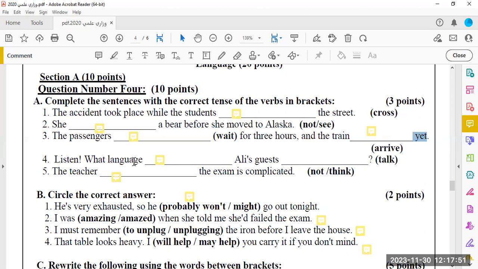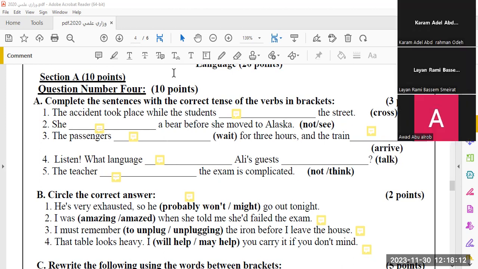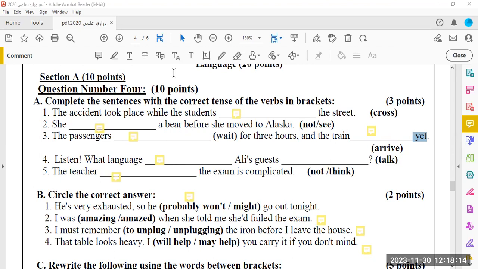Okay. Now listen, number 4. Nobody is raising a hand. Wow. Just Karam, go Karam. Listen, what language are Ali's guests talking? Yeah, are Ali's guests talking. And the last one. Go. The teacher did not think the exam is complicated. Doesn't think.